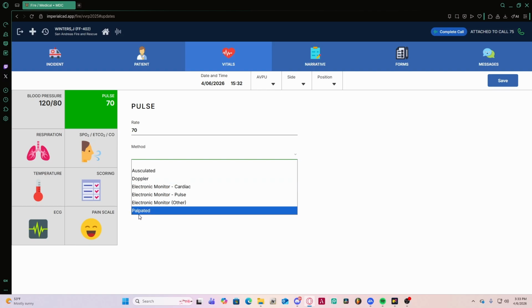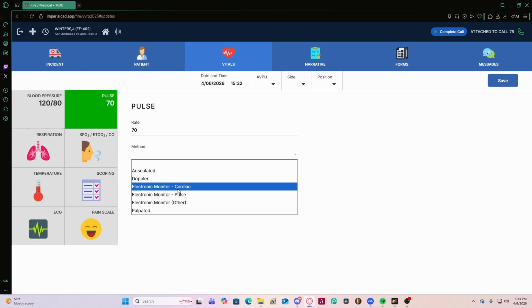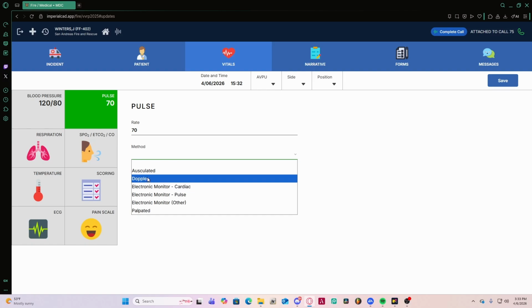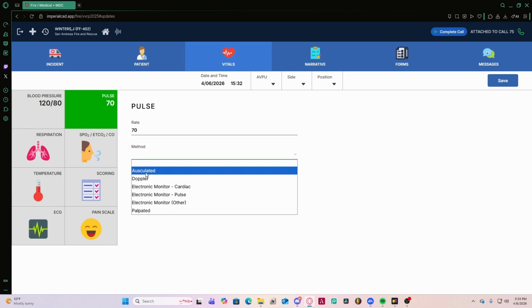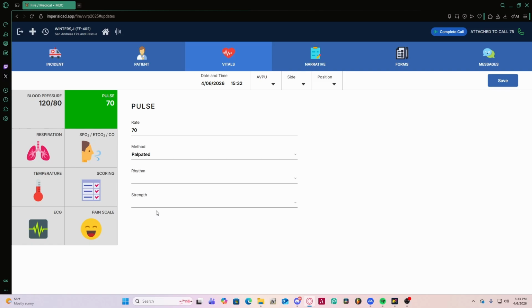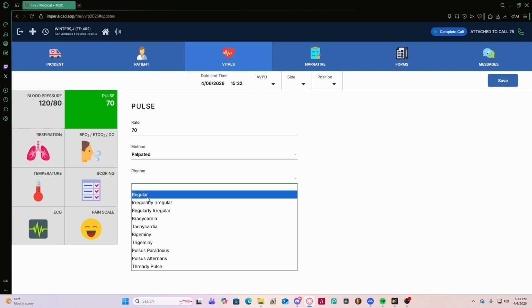Maybe you used some form of the monitor, so maybe the 4-lead or 12-lead, depending upon what you're using. Pulse ox, I'm assuming, is what this is going to be. Doppler or oscillator? Doppler would probably be at the hospital. I usually just put palpated, because that's probably the easiest thing to do if you're actually on scene treating a patient. Rhythm, normal. We can just do normal.